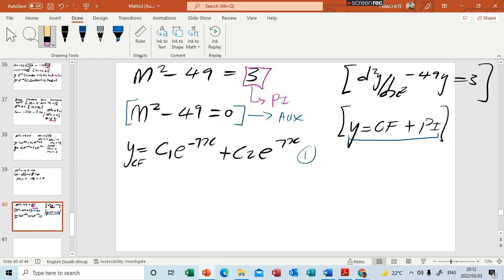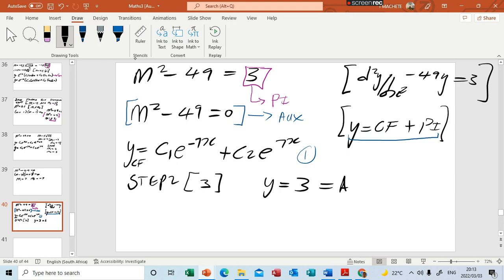Now, just because it's equated to 3, I'm going to say this is step 2. Normally if it was equated to 0, we would stop here, but just because it's equated to 3, this is what we're going to do. You're going to say y equals to 3, right? That's a constant. And then this constant, where there's 3, we're going to replace it with a.